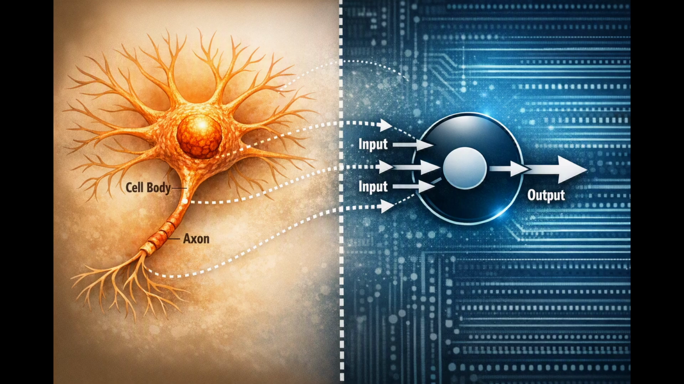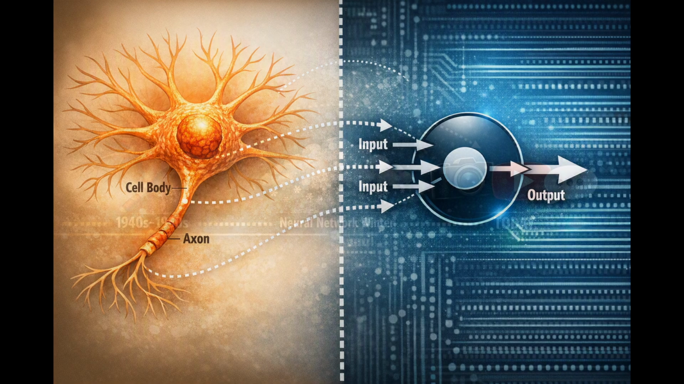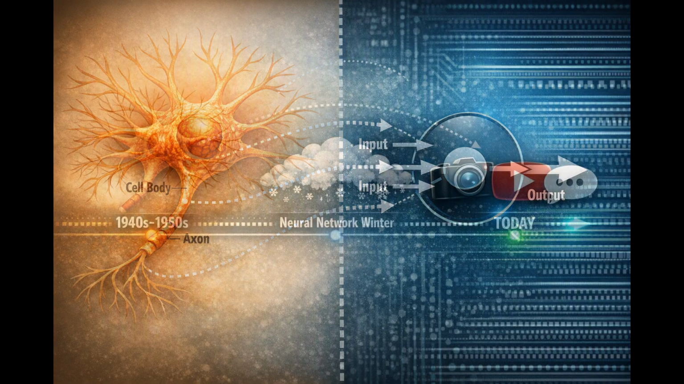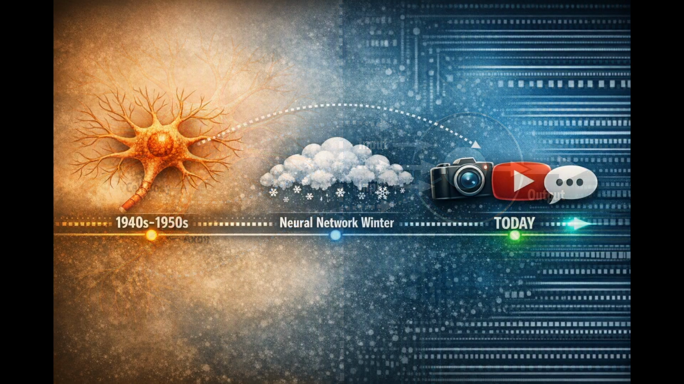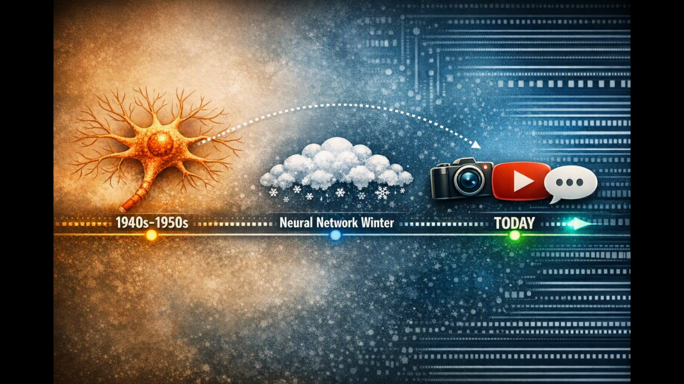The result is what we call artificial neural networks, and today they form the backbone of almost every major breakthrough in artificial intelligence, from the recommendation engine that decides what show to suggest next, to the vision system in a self-driving car, to the language model answering your questions.